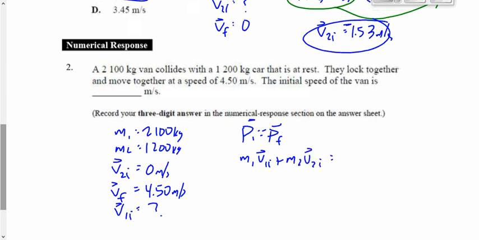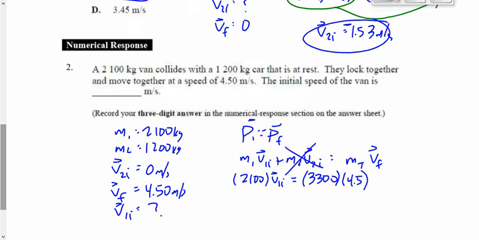What's the final going to look like? We're going to say M1 V1F, M2 V2F, or what are we going to say here? Andrew? Yeah, let's just call it M total times VF. Good. Subbing numbers here. 2,100 times V1I, that V1I is what we're looking for. 1,200 times V2I, oh, that's 0, right? V2I is 0. I could have just written down M1 V1I plus 0 if I had noticed that, right? Equals the total mass, 3,300 times VF, 4.5.